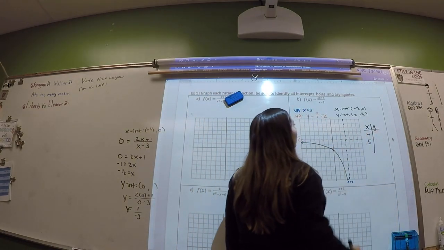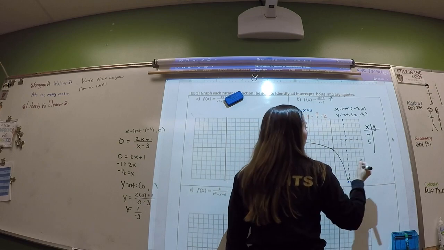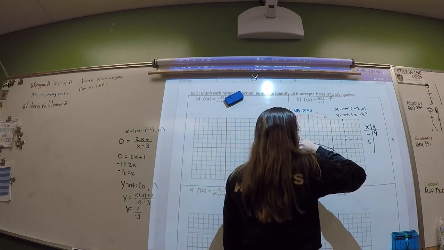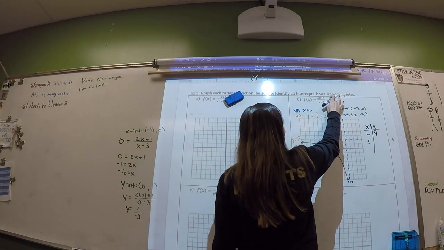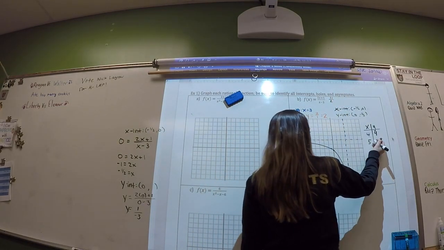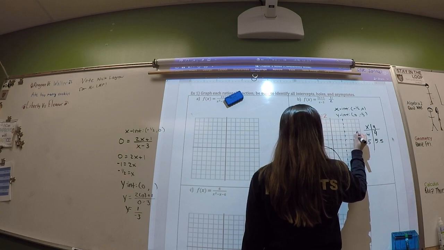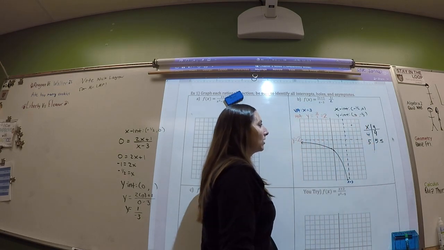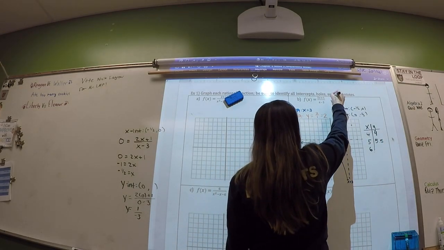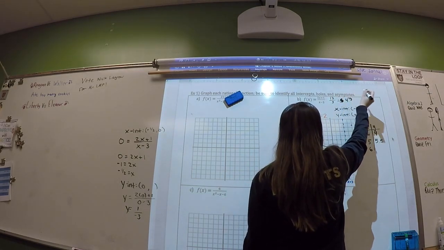If I plug in 4, I get 9/1. So 4 comma 9. That's going to be a little bit off my graph. If I do 5, I get 11/2, which is 5.5. That'll fit on my graph. So 5 and 5.5. I'm going to do 6 just because I couldn't fit 4. Let's see if it fits. So 6 would be 13/3, which is 4 1/3.